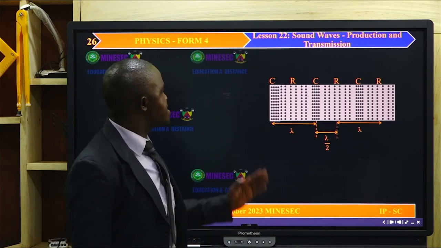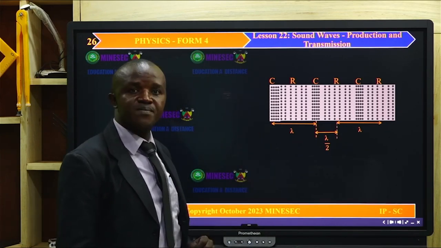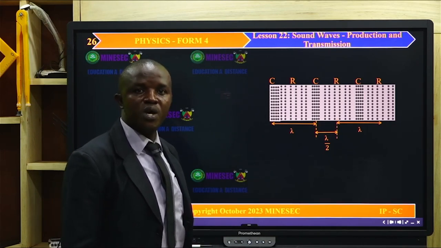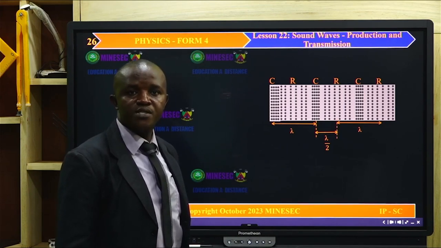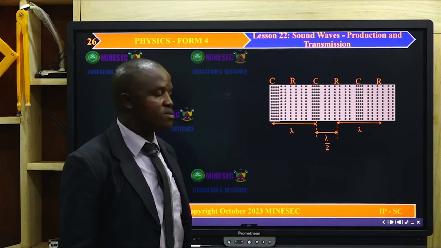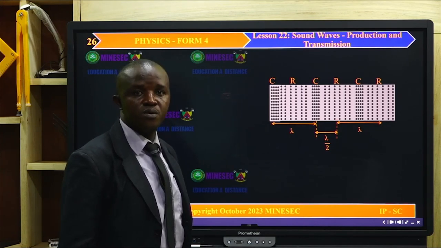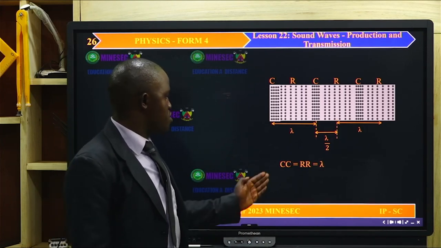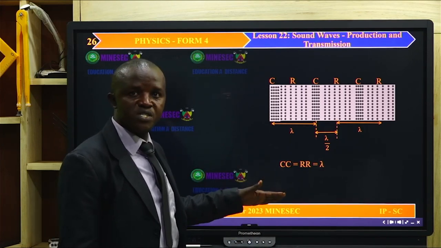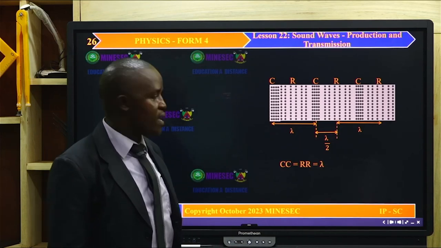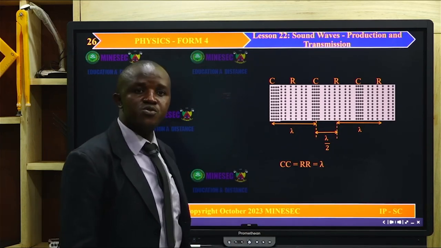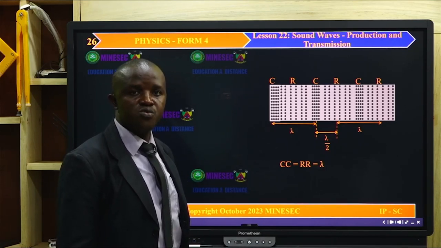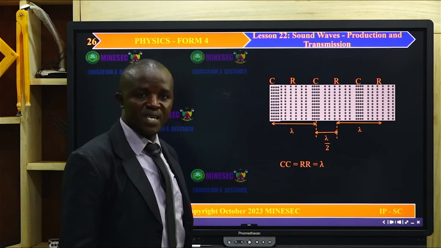Now, the distance between one compression and a rarefaction corresponds to half a wavelength. This is important because you can be asked to use it in calculations as you prepare to write your exam or even class exams in Form 4. So this is a short formula we can use. The distance between two successive compressions is a wavelength, the same as the distance between two successive rarefactions. We say they are equivalent to one wavelength, lambda.